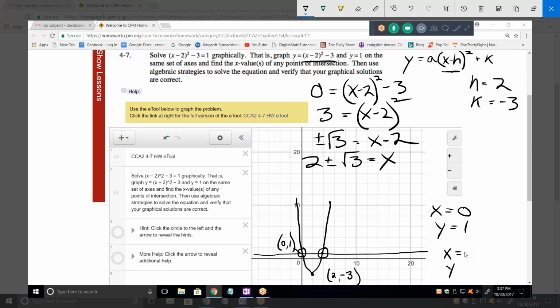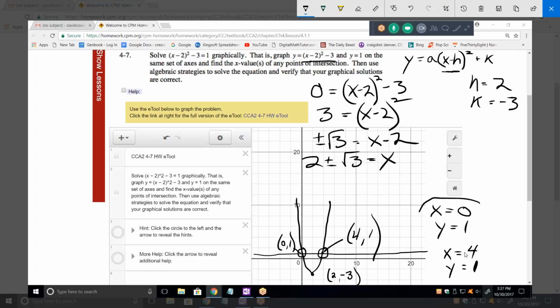X equals. Is that on the 2? Each grid is 2. Oh, so is that 4? That's what I would say. And y is equal to 1 still. No matter what x is equal to, y is going to be equal to 1. So we think that is the solution. In other words, this point would be 0, 1, and this point would be 4, 1.